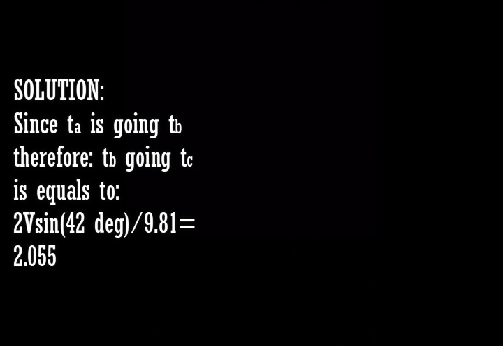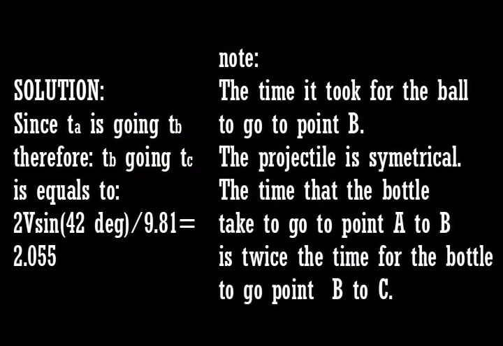The time it took for the ball to go to point B, since projectile motion is symmetrical, is the same as the time it takes for the ball to go from point B to C. Since T subscript A to T subscript B is equal to V sine theta over gravity, T subscript A to T subscript C is equal to 2V sine theta over g. We will get the value of T subscript C as 2.05 seconds.